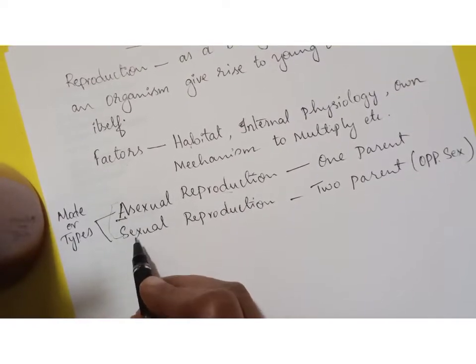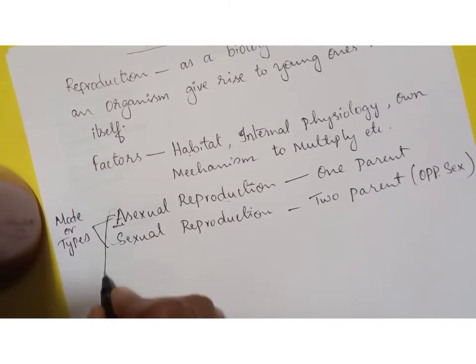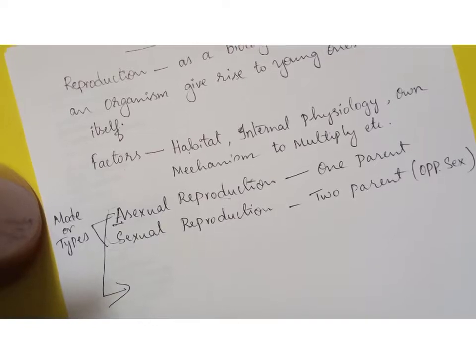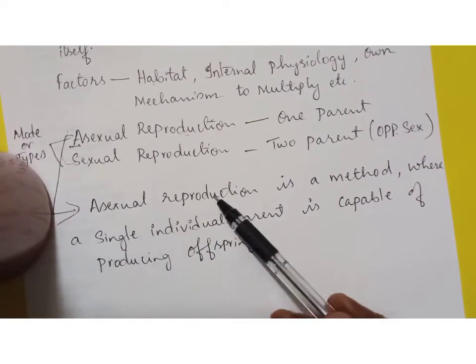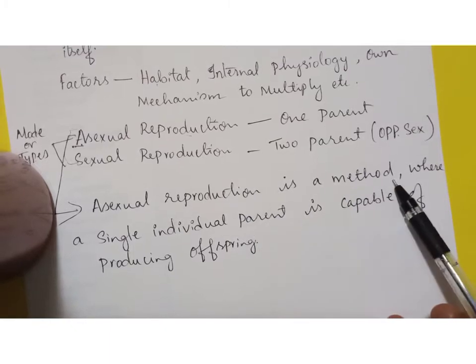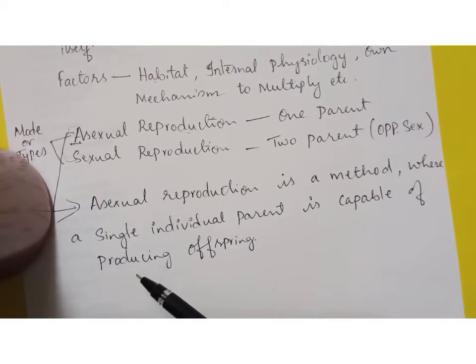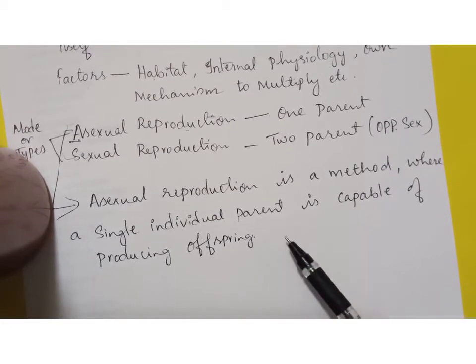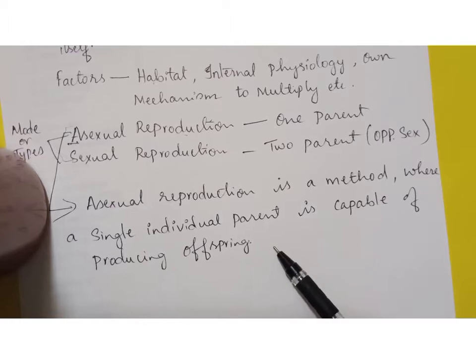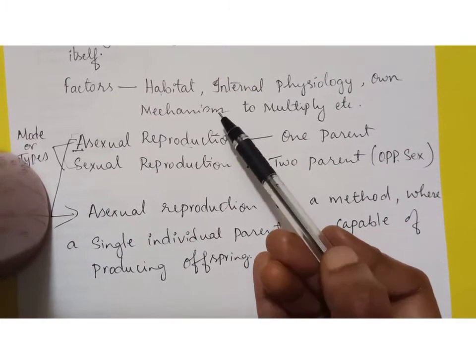One is asexual and the other is sexual. Let us first take asexual reproduction. By definition, asexual reproduction is a method where a single individual parent is capable of producing the offspring. Offspring means daughter cells or daughter organisms, or newly formed young ones.